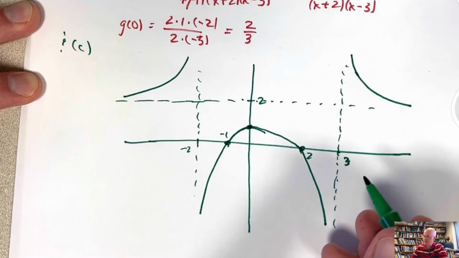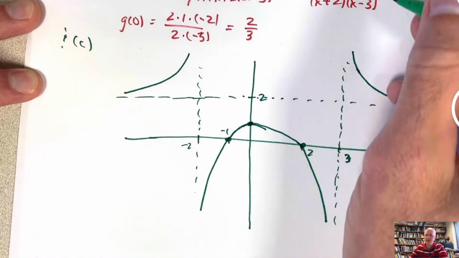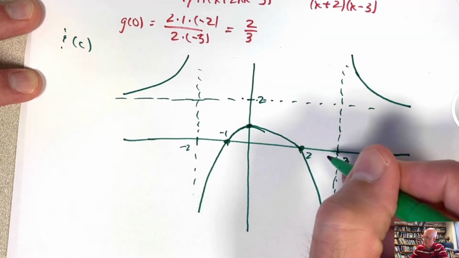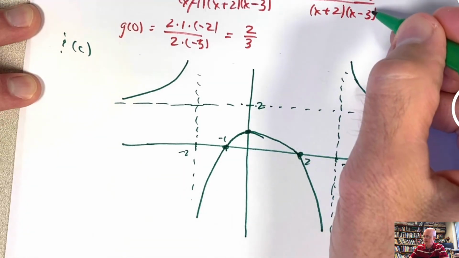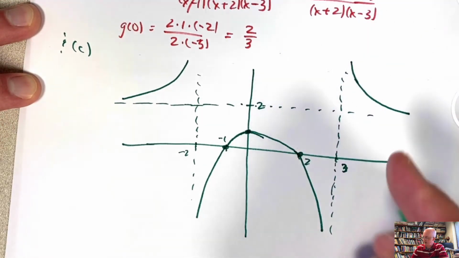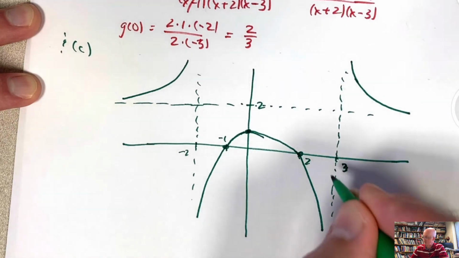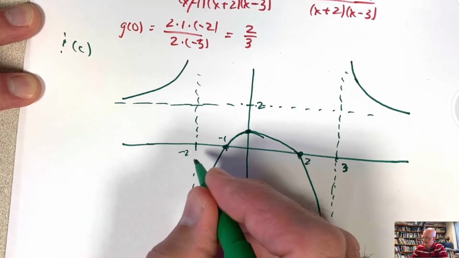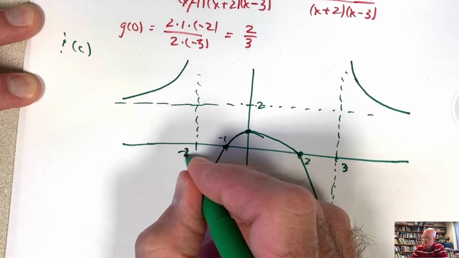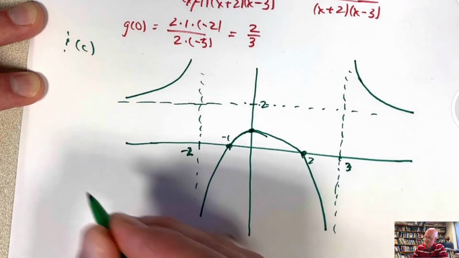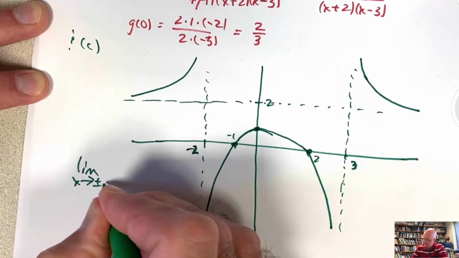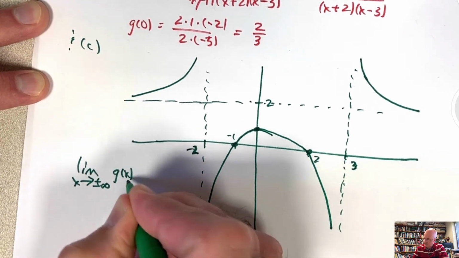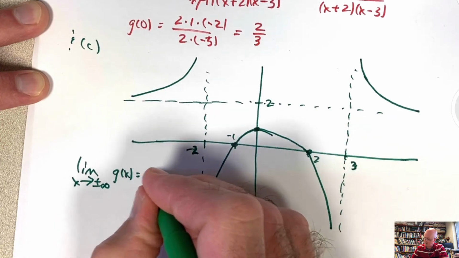A little extra confirmation, you could think about what happens to this function as x approaches 3 from the right or 3 from the left. The function approaches positive infinity if x approaches 3 from the right. I'll let you think about that. And negative infinity as x approaches 3 from the left. You can also think about the same kind of thing as x approaches -2 from the left or right. And again, finally, the limit as x goes to plus or minus infinity of this rational function g of x is the value of the horizontal asymptote, which is 2.